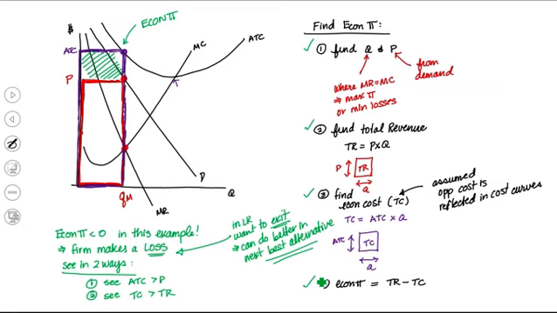If firms have positive economic profits, what did we learn? In the long run, firms want to do what? New firms want to enter, right? If firms are making positive economic profits, firms want to enter. But if firms are making economic losses, then firms would want to exit, right? For their next best alternative. So you need to be able to pull those connections together. All right, any questions? Okay.